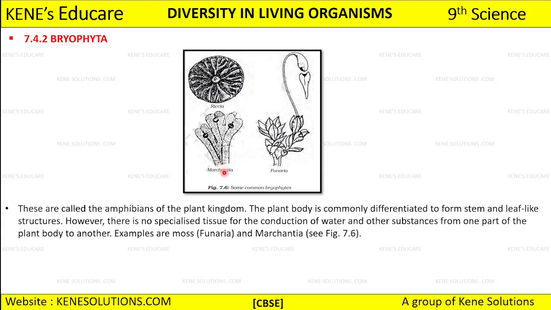Now what you need to remember: the plants that come under Bryophyta do not have any specialized tissue like xylem and phloem. We can differentiate the plant body of the plants under Bryophyta into stem and leaf like structure, and they are called the amphibians of the plant kingdom. Who are called the amphibians of the plant kingdom? They are Bryophyta. What is the meaning of amphibians? That the plants can grow on land as well as inside the water. And what is the example? Moss, that is Funaria, and Marchantia, which has been shown, and Riccia is also an example.